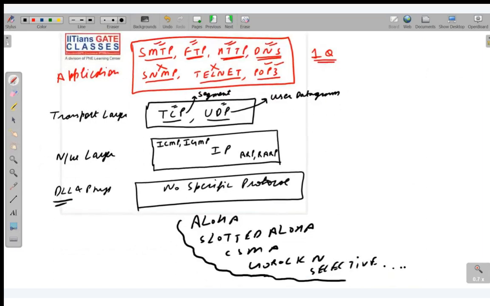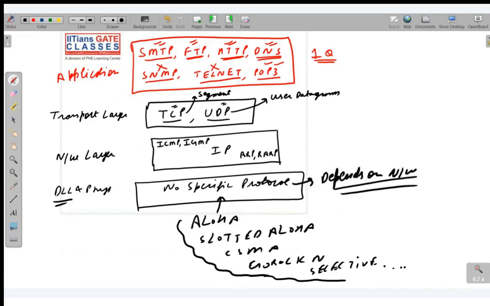Aloha, slotted Aloha, CSMA, go back and select repeat. I have written very few; we will study lots of them. No specific protocol means it actually depends on the network, which protocol we will use. Depends on the network. That's why I have written no specific protocol.